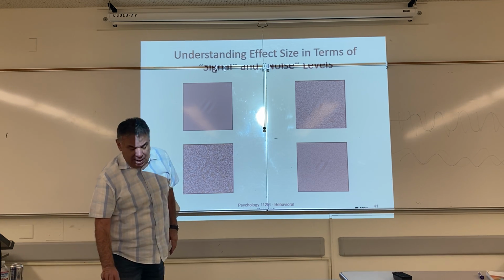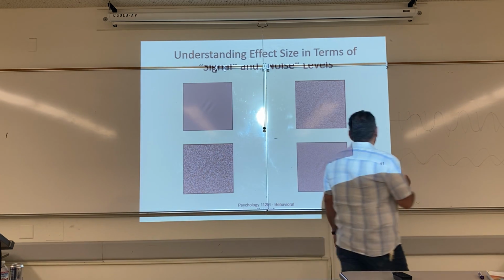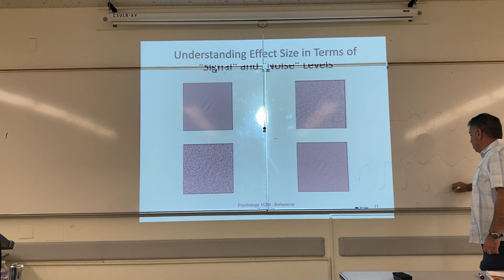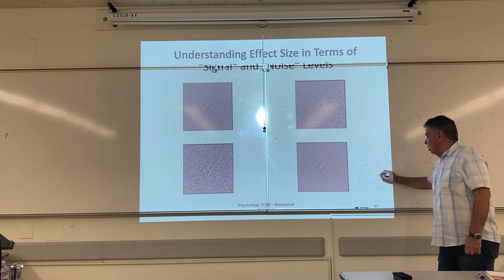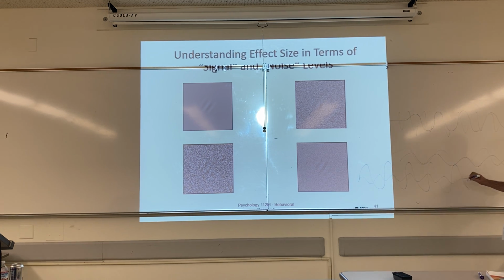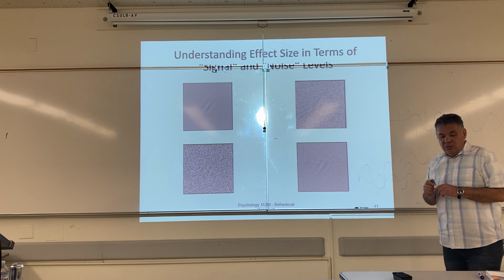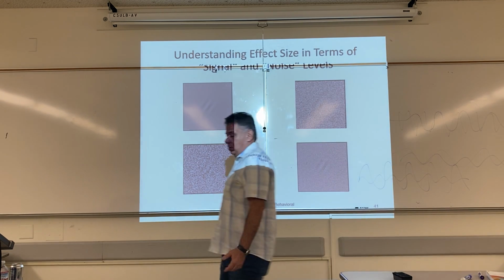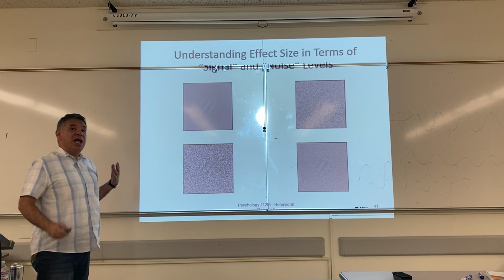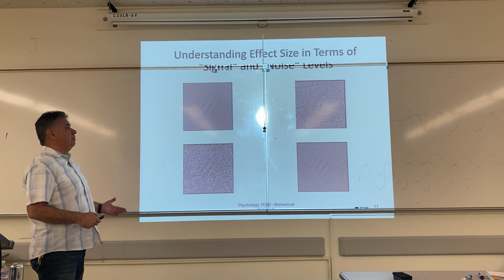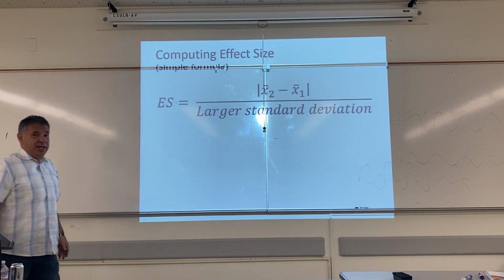The only way to be able to see the difference between the two groups is when the signal is a lot bigger than the noise. Then we can see the signal. That's what effect sizes allow us to do. It allows us to see how big the difference is when we standardize it. So how do we do that? We use this formula here.